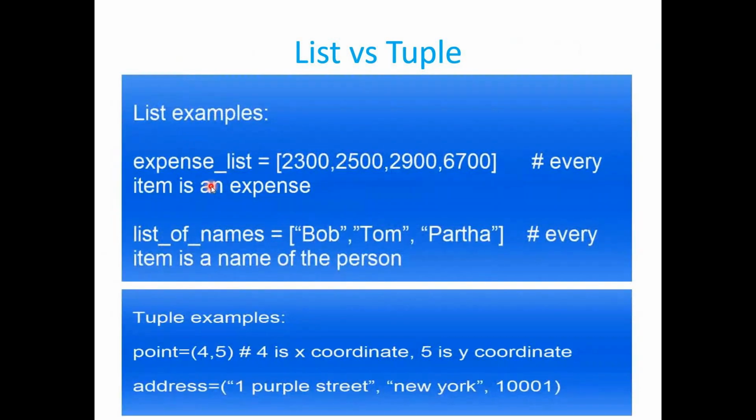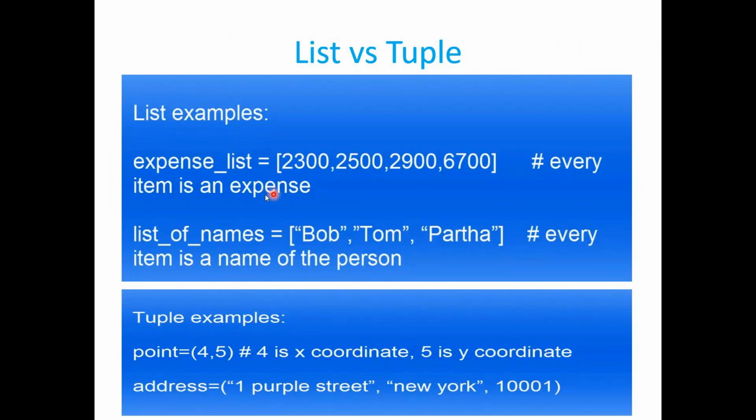Let's say that I'm keeping track of my monthly expenses in the form of a list. You can see every item is an expense, representing my monthly expenses. So first month $2,300, second month $2,500, and so on. Here each item or each element is an expense.